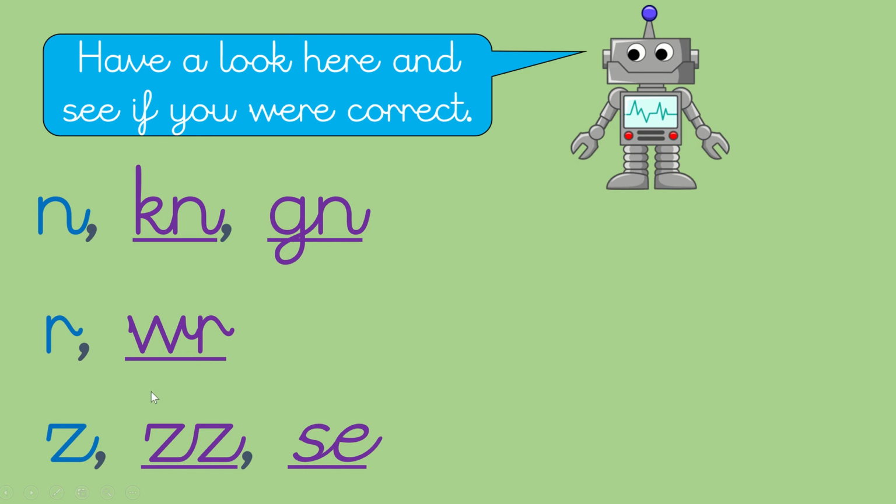And finally, I asked you to write the Z phoneme, and there are 3 graphemes for that one. Z by itself and double Z. That one shouldn't be purple because both of those are Rex graphemes. And then the only one that should be in purple is the Kathy one, which is an S and an E. And we've looked at that one this week.